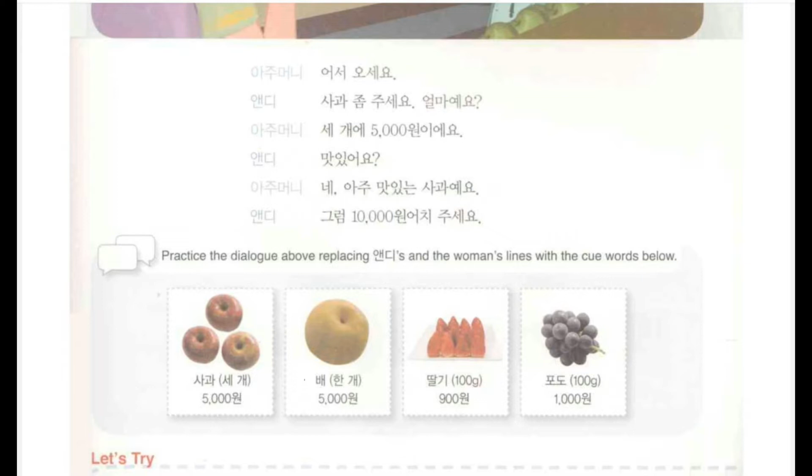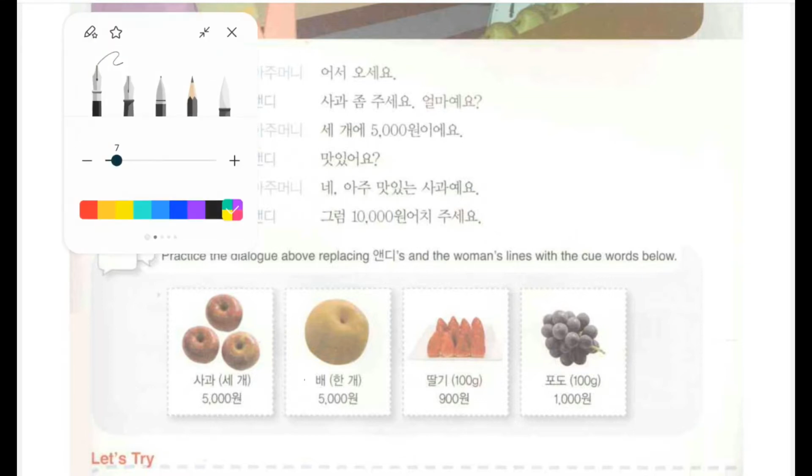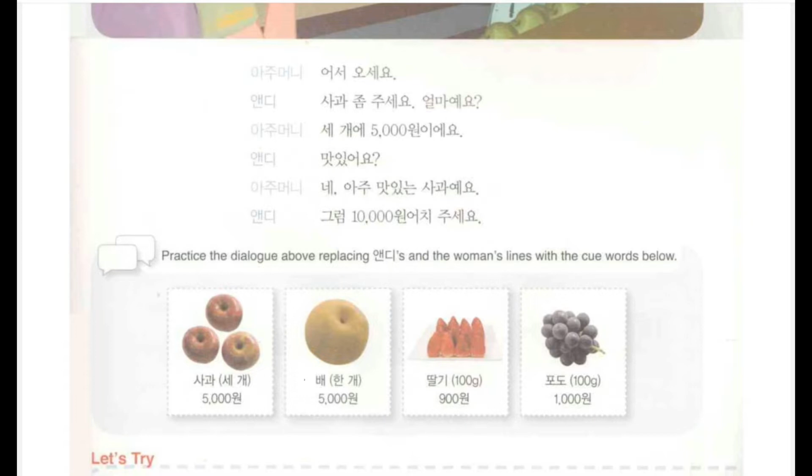Okay, translation first. 자, 어서 오세요. 아주머니 says, come in, welcome. 자, Andy asks, 사과 좀 주세요. 얼마예요? 자, please, I want some apples. Please give me apples a little bit. 자, 좀 literally means a little bit.